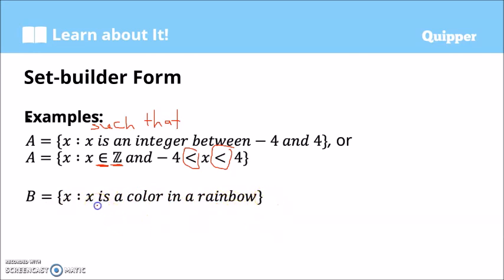Take note, we usually use singular form here. Okay? Singular form. So, the set of X such that X is a color in a rainbow, we have the same elements. The elements would be red, orange, yellow, green, blue, indigo, violet.